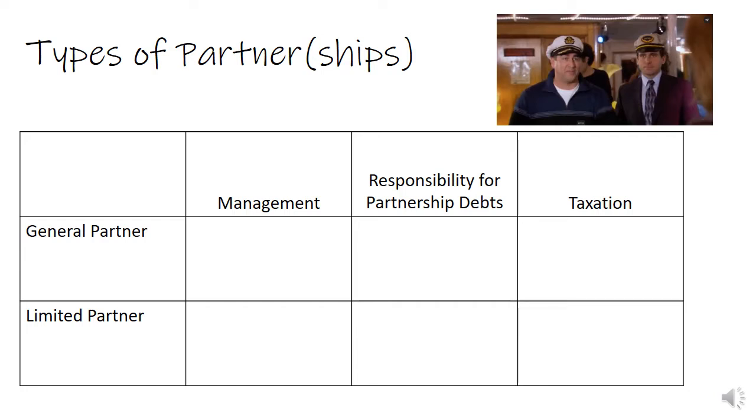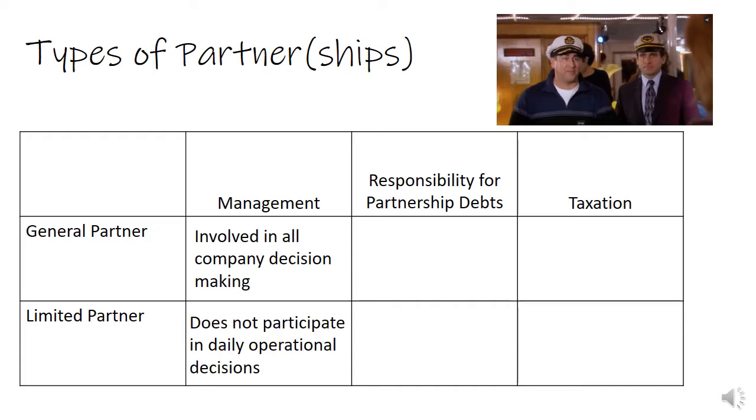There are several types of partnerships in existence, and they vary depending on the type and the number of partners. Let's look at some of these differences in a general partner and a limited partner. A general partner is involved in all company decision making. They're tasked with operating and conducting business for the organization, whereas a limited partner is not.